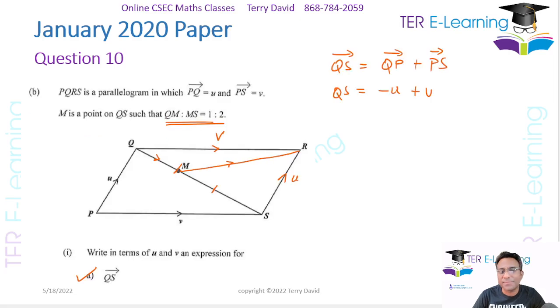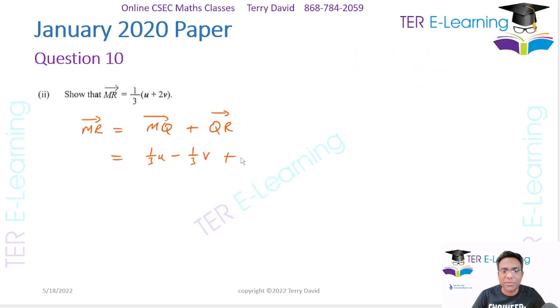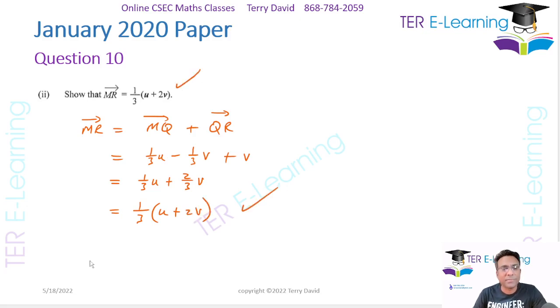What is QR? QR is V here. So this is going to be 1/3 U, and minus 1/3 plus 1 is going to give me 2/3, so this here is going to be plus 2/3 V. And if I factor out 1/3, I'm going to end up with 1/3 of (U plus 2V). So this is what they wanted us to prove. That's what we did, right?